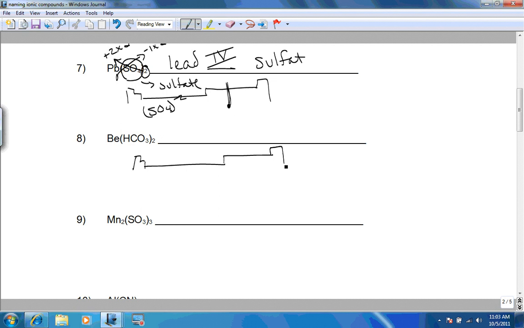Looking at the periodic table, beryllium is right here. It's in a +2 row. That means since I can look at the periodic table and tell you what the charge is, automatically we do not need the Roman numeral. HCO3 is bicarbonate. Because I don't need the Roman numerals, I don't have to do anything with the crossing or uncrossing.